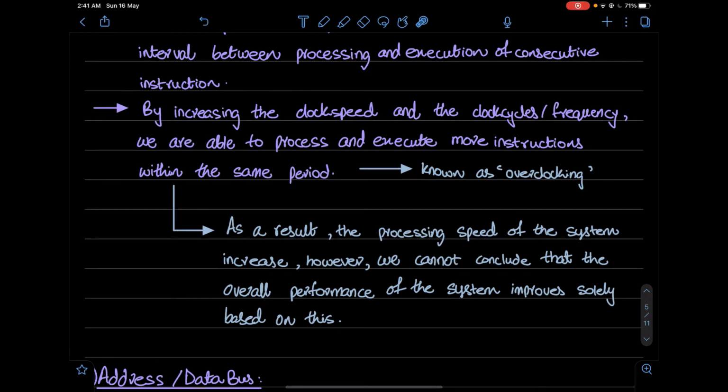However, we cannot conclude that the overall performance of the system improves solely based on this, because sometimes this causes your computer to crash, because your timing signals do not match what your components can handle and what your CPU can handle. So this causes a miscommunication between the two, and then it causes computers to crash.